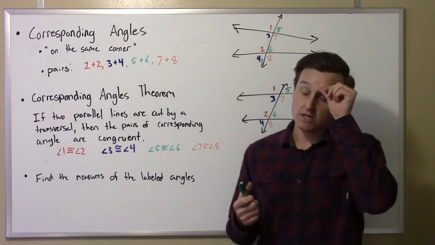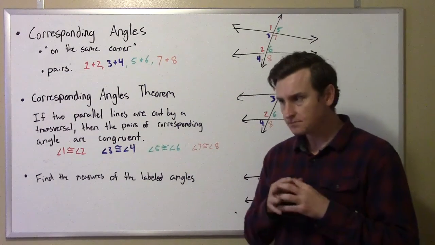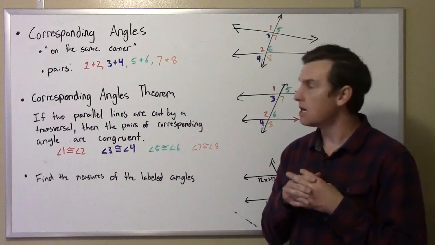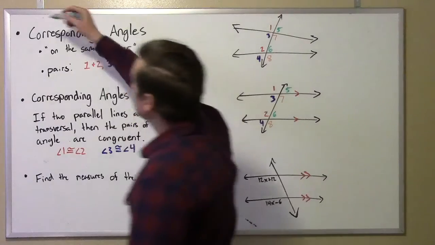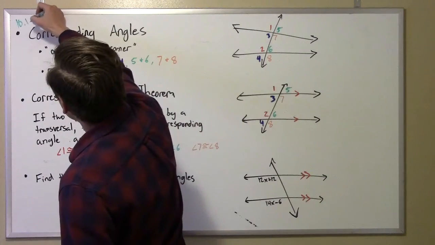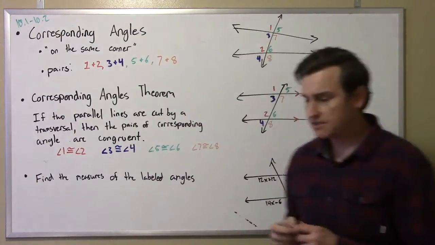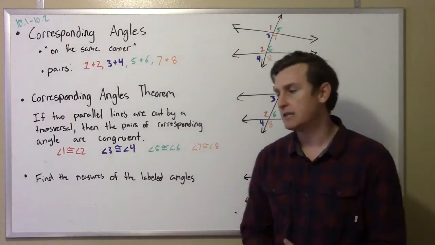Now today we're going to cover two sections in one, which sounds like a lot, but it's actually going to be pretty easy, I think. We're going to have a nice mellow day after our test. So we are actually doing 10.1 and 10.2 today. Chapter 10 is all about parallel lines and relationships that happen with parallel lines.